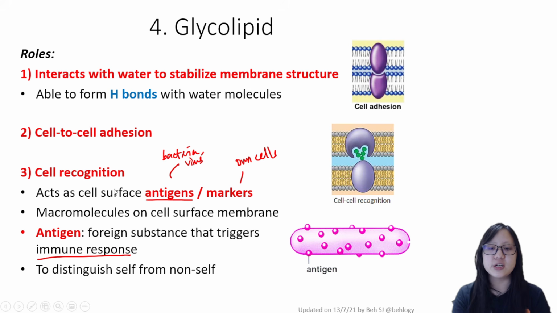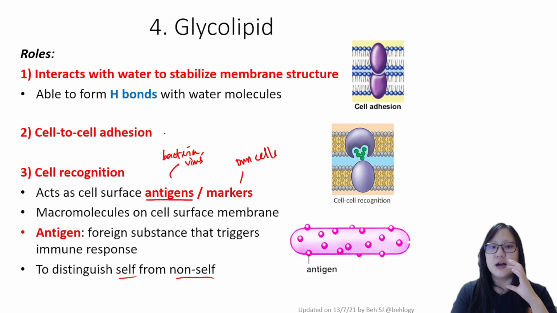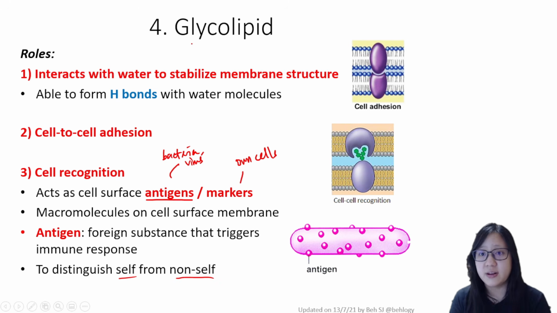So cell recognition is incredibly important. It is, again, to distinguish self from non-self. The carbohydrate chains of glycolipids, and later on you will see glycoproteins as well, look different for your cells and other foreign cells. And therefore, your body knows when to trigger the immune response.